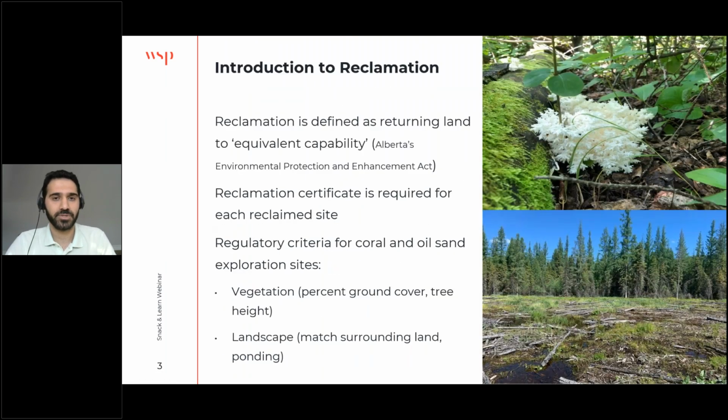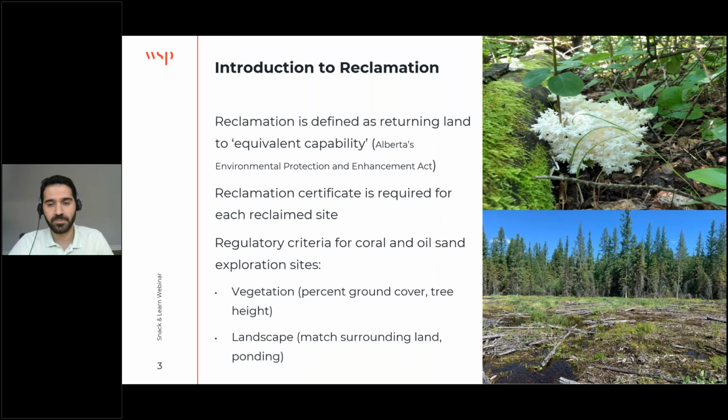So what is reclamation? Reclamation simply is returning a disturbed land to equivalent capability. As you know, we do lots of anthropogenic activity with disturbed lands, let's say oil sand regions, or mining sites, or even agricultural lands. And then we need to bring those lands back to their previous condition. And this process is called reclamation.